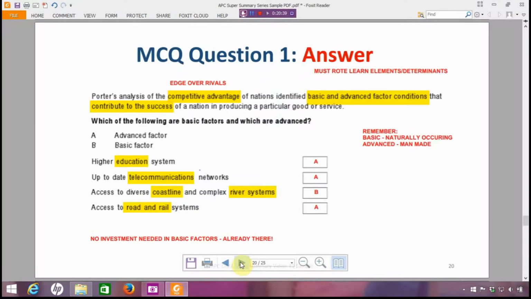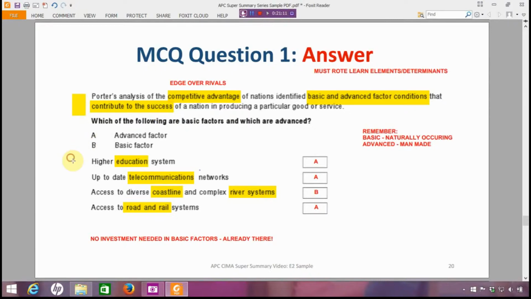So on the next page here, you'll see that what we really must do is break down the question itself. In other words, what are the areas of the question that we need to understand? I mean, certainly we know they've mentioned Porter at the outset, so we know what's coming. Competitive advantage is all about edge over rivals. We see basic versus advanced. That should be familiar to us if we've done some study in this area. And we see that these contribute towards the success of the particular nation in relation to a good or service.